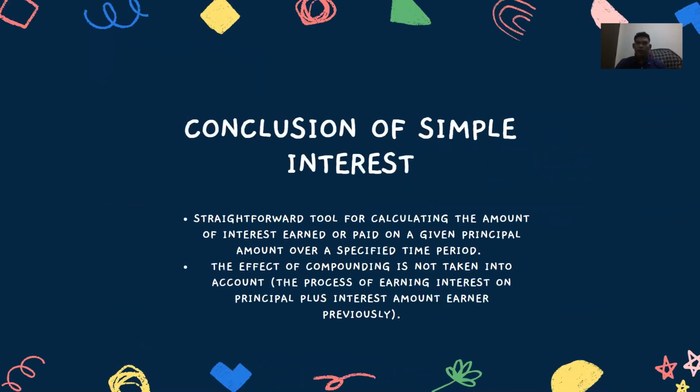Conclusion of simple interest. Simple interest is a straightforward tool for calculating the amount of interest earned or paid on a given principal amount over a specific time period. The effect of compounding is not taken into account, which is the process of earning interest on the principal plus interest amounts previously earned.